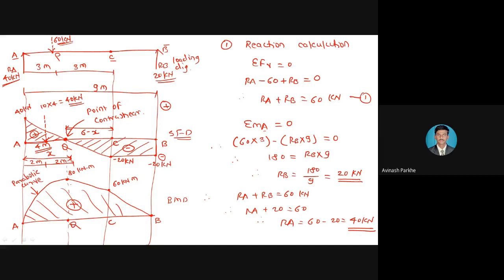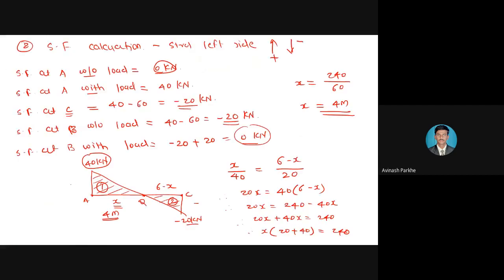So what I have done, we have converted initially for the reaction calculation, the total UDL into the point load, 60 kilonewton you got. Then summation of vertical forces and summation of moments about A is equal to 0. From that we have calculated the two reactions, that is RA and RB. Then we have gone for the SF calculation. SF calculation at each and every point, without load and with load condition, we have considered for the point where the point load or the reactions are applied.